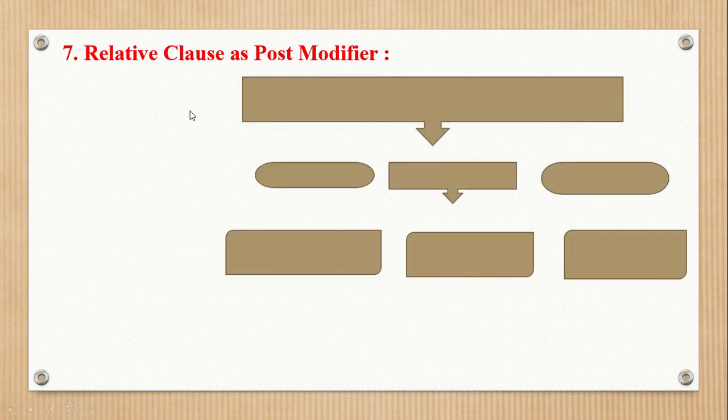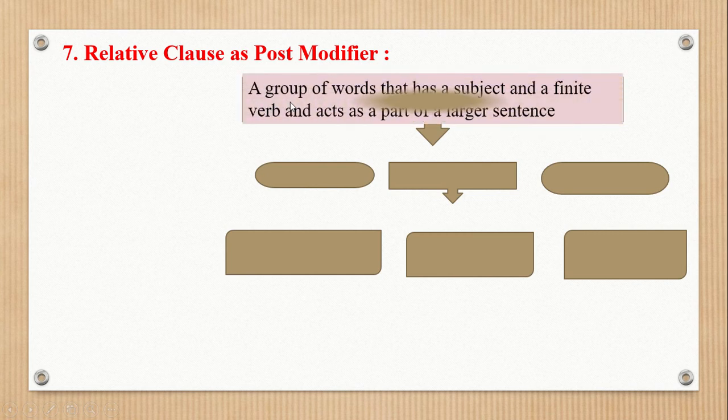Now next comes relative clause as post modifier. We all know what a clause is, still take a glance at it. So let's see first what a clause is. A group of words that has a subject and a finite verb and acts as a part of a larger sentence is called a clause. And this clause is mainly of three types: principal clause, subordinate clause and coordinate clause.